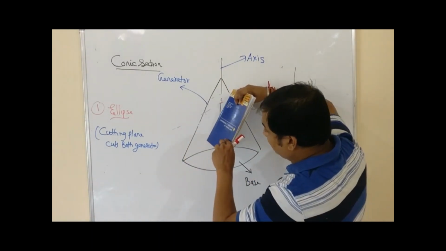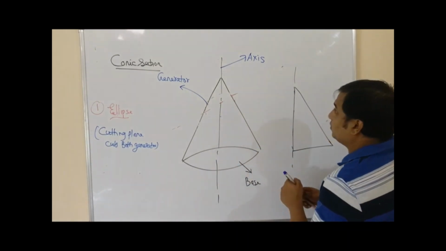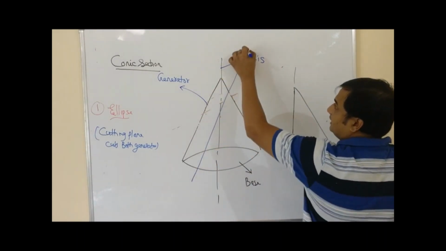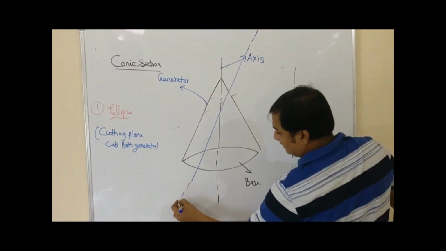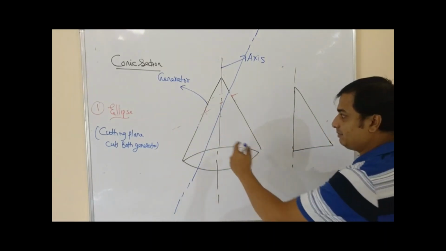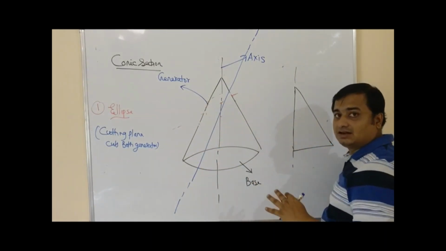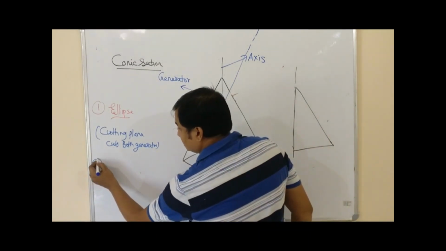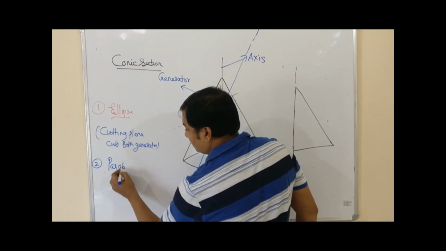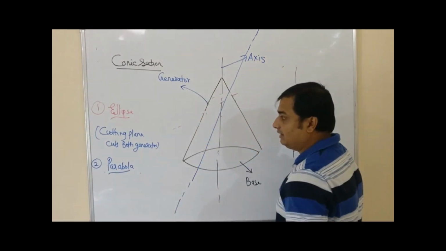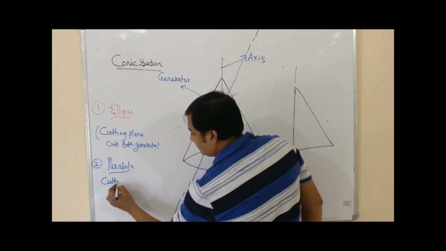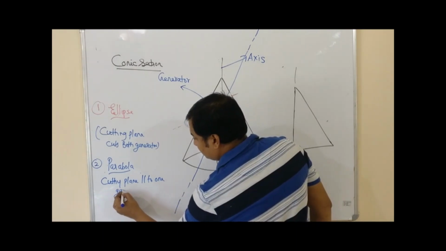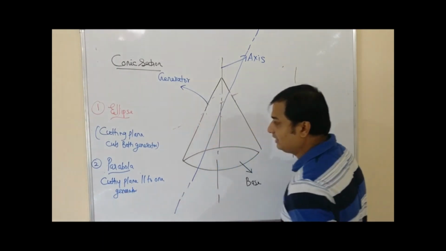So when the cutting plane cuts the cone in such a way that it is parallel to any one of the generators, the curve which has been generated is called a parabola. So the second curve is parabola. The condition for the parabola is when the cutting plane is parallel to one generator. So that will generate a parabola.